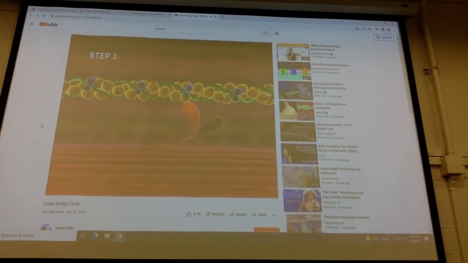Step 3, cross-bridge detachment. When another ATP binds to the myosin head, the link between the myosin head and actin weakens, and the myosin head detaches. Step 4, reactivation of the myosin head. ATP is hydrolyzed to ADP and inorganic phosphate. The energy released during hydrolysis reactivates the myosin head, returning it to the cocked position.